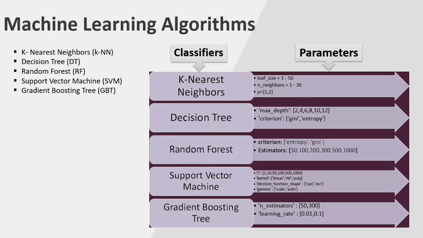Okay. So for the machine learning algorithms, we are using k nearest neighbor, decision tree, random forest, support vector machine, and gradient boosting trees. For the parameters, we use a grid search classifier, which uses automated features to select the parameters for the best classification purpose.